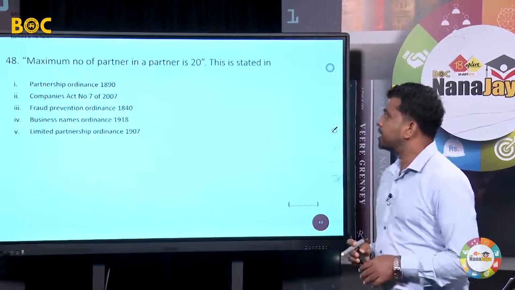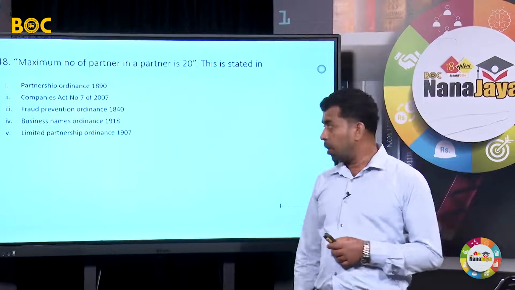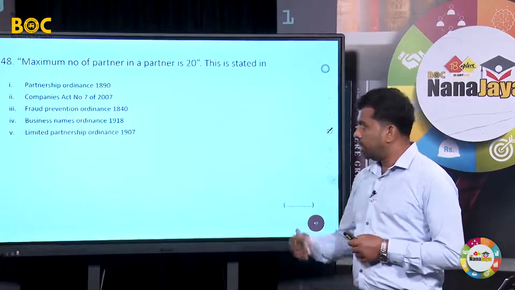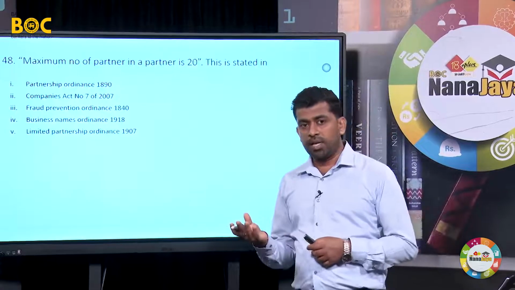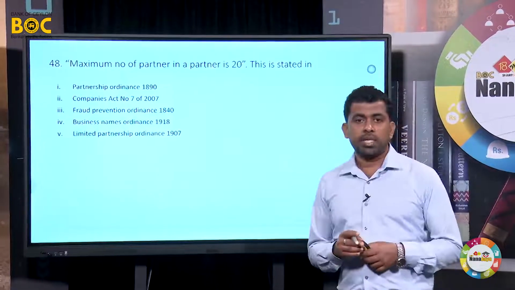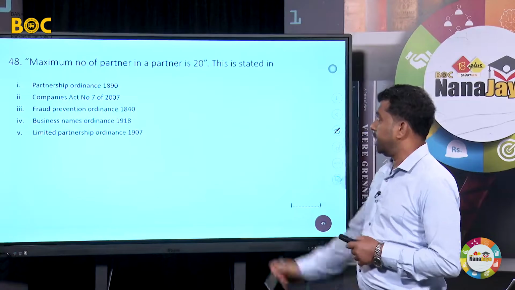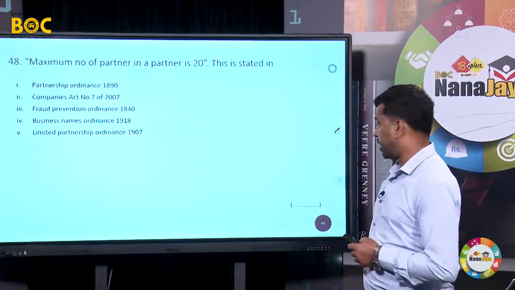Question number 48. Maximum number of partners in a partnership is 20. This is stated in the Partnership Ordinance. It says only the minimum number of partners, 2 or more. There is no maximum number of partners in the Partnership Ordinance 1890. Companies Act number 7 of 2007 says there should be 2 minimum partners and maximum 20 partners. Fraud Prevention Ordinance is related to the importance of having a written agreement. If the capital is more than 1000 rupees, there should be a written agreement. Business Names Ordinance is related to registration of partnerships and sole proprietorships. Limited Partnership Ordinance doesn't say about the maximum number of partners. The correct option is the second one.